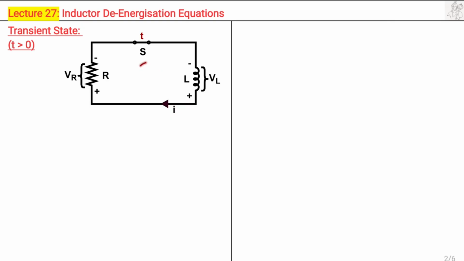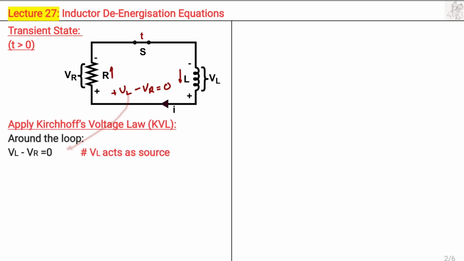So in this circuit, on application of KVL in the anti-clockwise direction, that is minus to plus, that is plus voltage across the inductor, that is VL, and plus to minus, that is minus voltage across the resistor, that is VR, is equal to 0. This equation is written like this. The value of VR can be obtained using Ohm's law, since current I is flowing through it and resistance is R, so V equals IR. So VL minus IR is equal to 0.